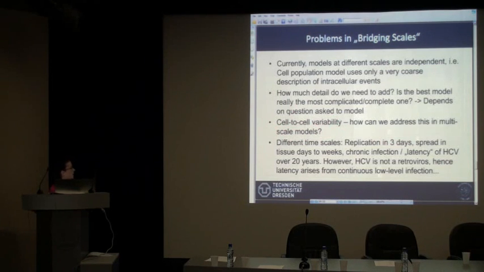What's the cell variability? How can we address this in multi-scale models? And of course, what I said earlier, these different experimental conditions and all the different time scales. It's not only that we measure the experiment at different time points. Some biological processes just need different time scales. The replication of a virus can be within 3 days. However, the spread in the tissue takes days to weeks. And then the chronic infection can take up to 20 years without really seeing a phenotype. And this is problematic.